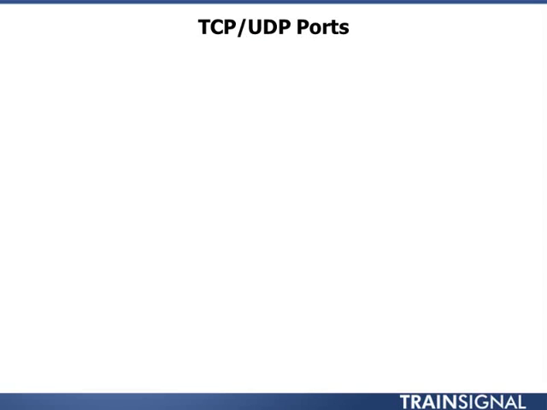The first is what are called TCP and UDP ports. If you remember when we first started talking about the Internet Protocol, we talked about the Transmission Control Protocol, which is a connection-oriented protocol, and the User Datagram Protocol, which is connectionless. One is almost paranoid about making sure everything gets to its destination, and UDP essentially doesn't care.